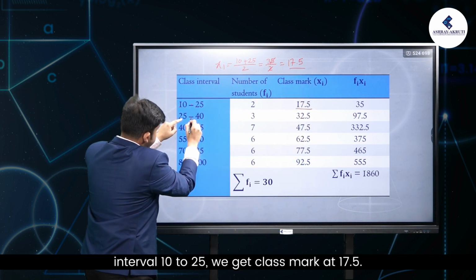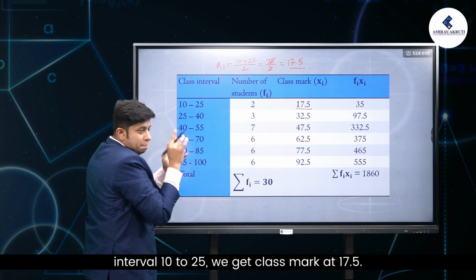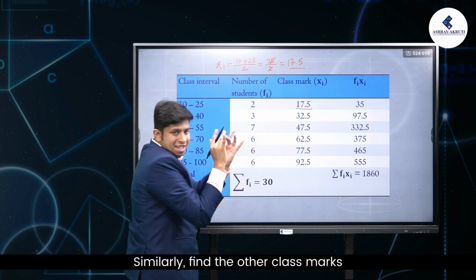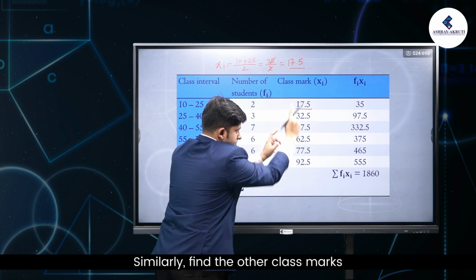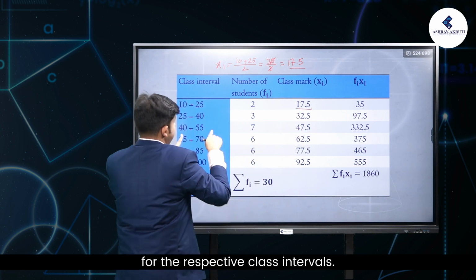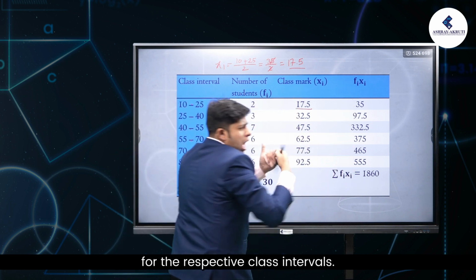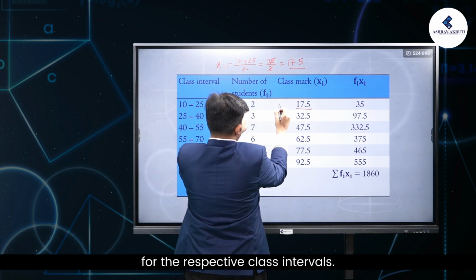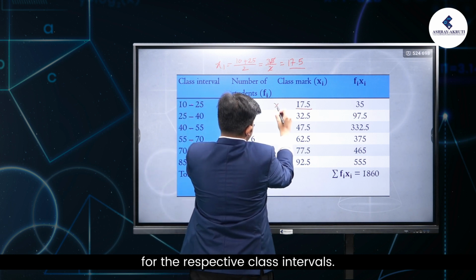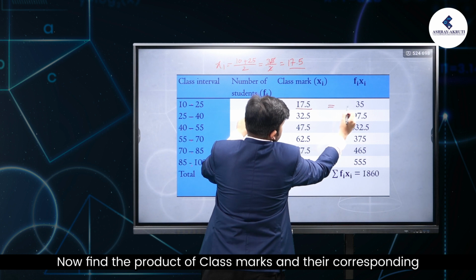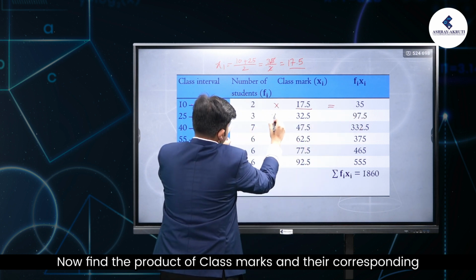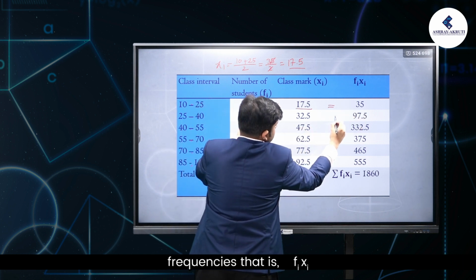For the class interval 10 to 25, we get class mark as 17.5. Similarly, find the other class marks for the respective class intervals. Now find the product of class marks and their corresponding frequencies, that is fi xi.